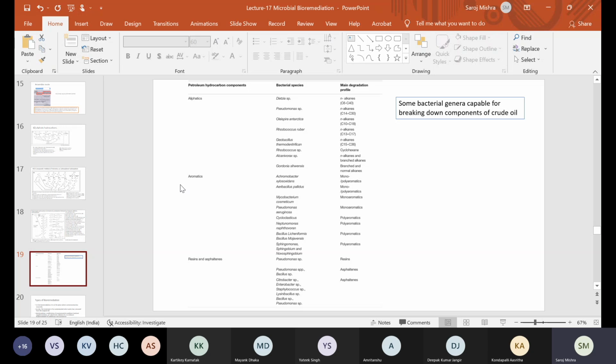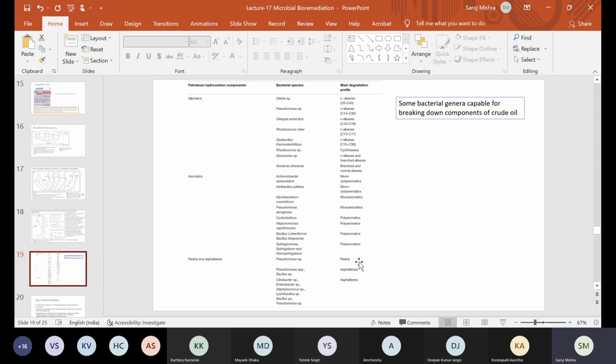Amongst the aromatic compounds, there are so many bacteria which have been identified which can break down either monoaromatic rings or polyaromatic rings, like naphthalene, for example, or phenanthrene. Then there are bacteria which can break down both asphaltene as well as resins, which are in the crude oil.